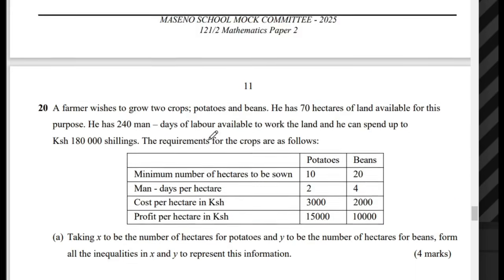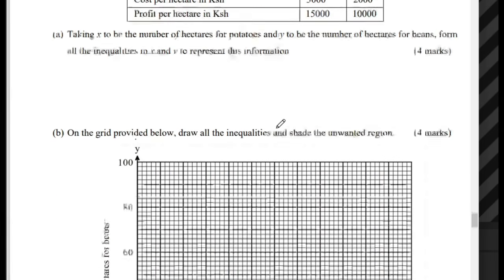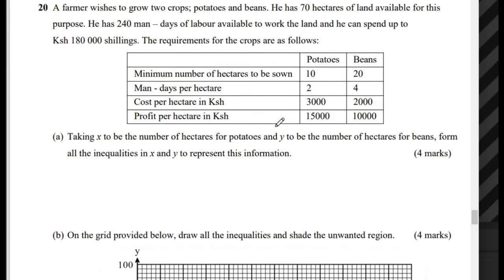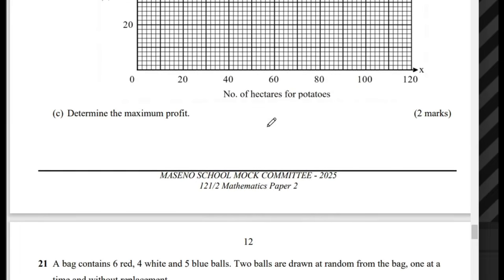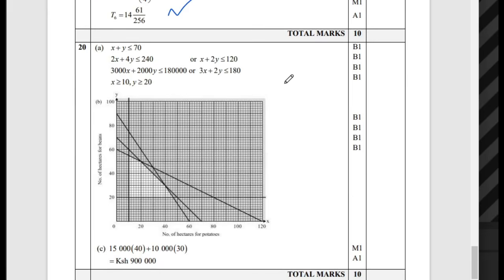Number 20 is linear programming. I don't know how many of you can do linear programming, but if you are good in understanding English, you can do linear programming, no problem. So this is the answer for that. That is the answer for that.